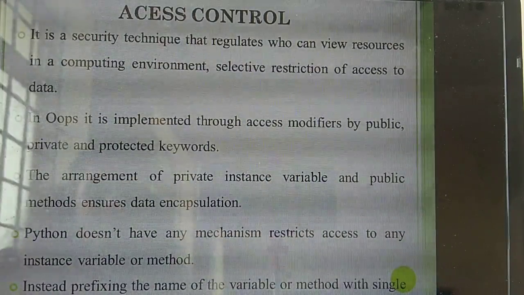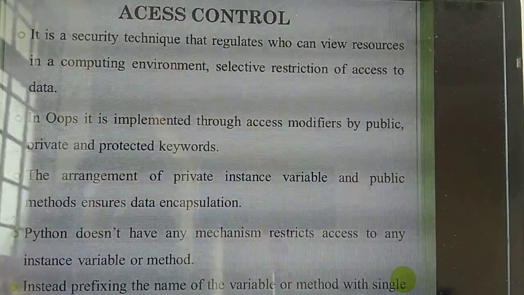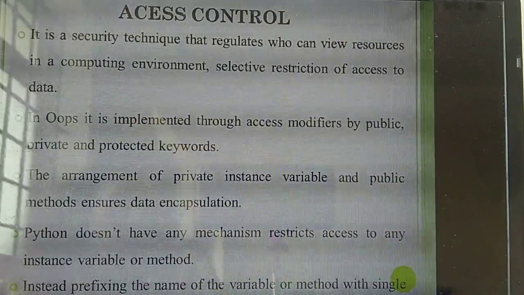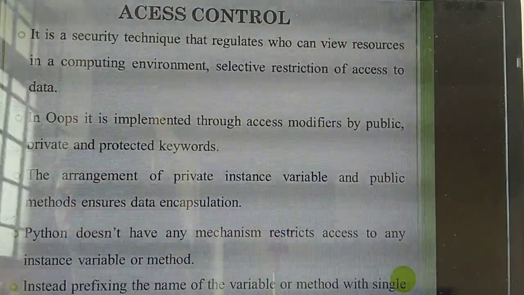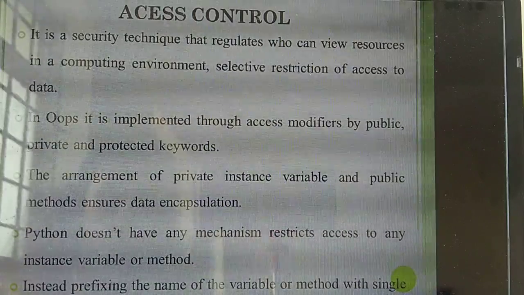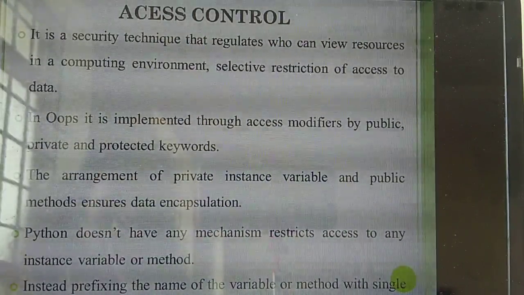Then only it is easily understood. Access control is a security technique that regulates who can view a resource in a computing environment. For example, you are working in a particular environment, in a system or computer. In that environment, who can view a particular resource? You alone, only you. That is called access control. Who can access the resource? That is called which one?